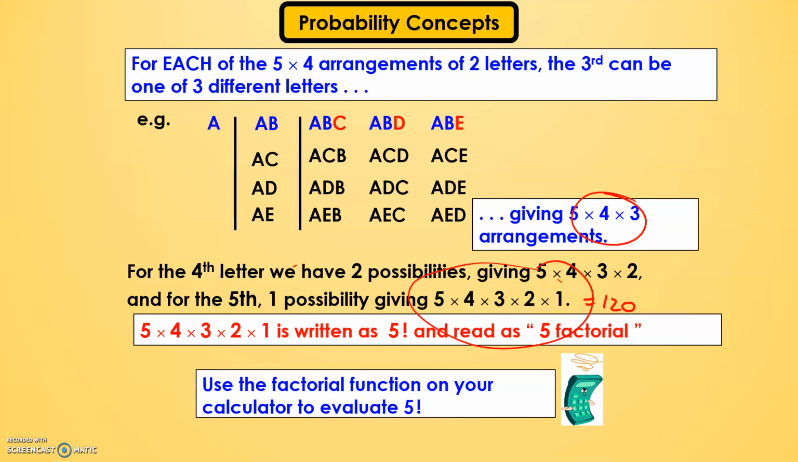You can use your calculators to calculate factorials. So you may have seen it in different questions or mathematical textbooks. That's what the exclamation mark is, and that's its use.